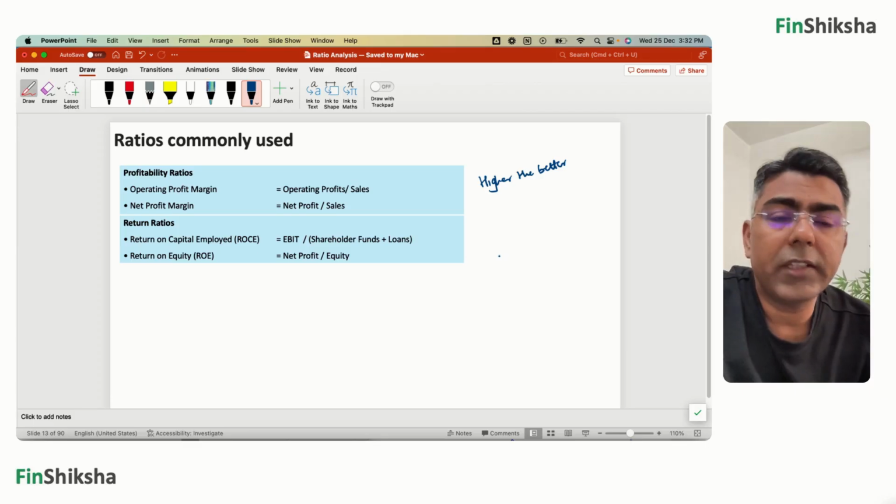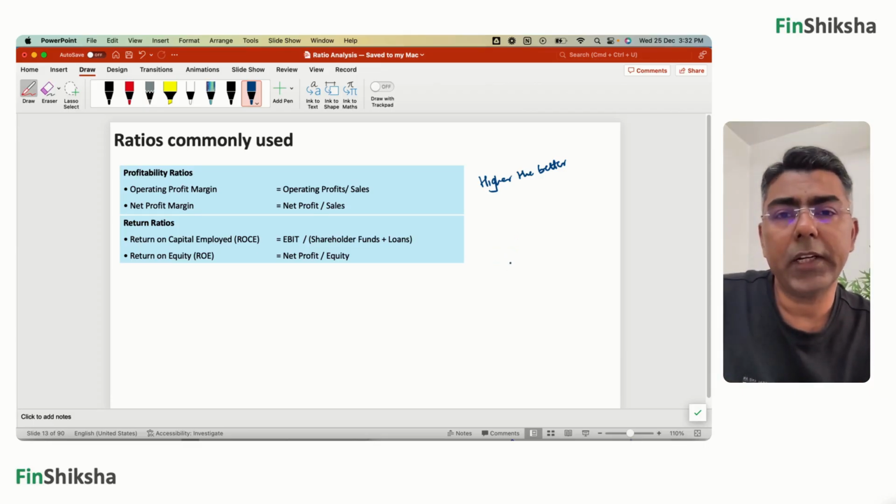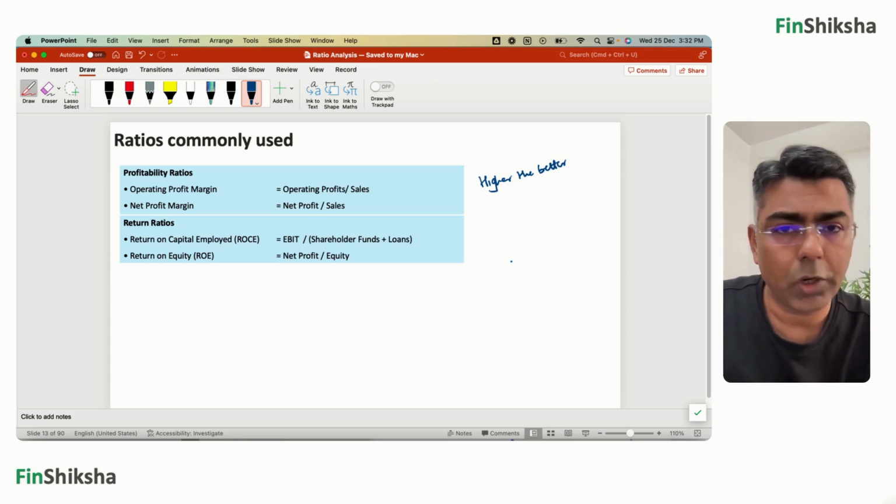Return on equity is nothing but shareholders have given you the money in the form of equity. What is the money you're generating on that? कितना नेट प्रॉफिट आपने शेयर होल्डर के फंड्स पे जनरेट किया है, दैट इज व्हाट इज द रिटर्न ऑन इक्विटी.